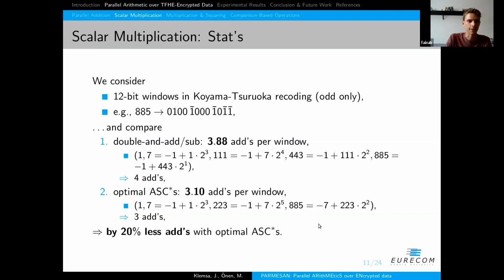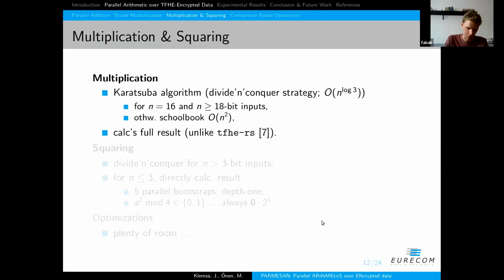All right, that was for scalar multiplication. We do not have much time left, so let's go through the rest of the operations which are implemented in Parmesan. Let's start with multiplication and squaring.